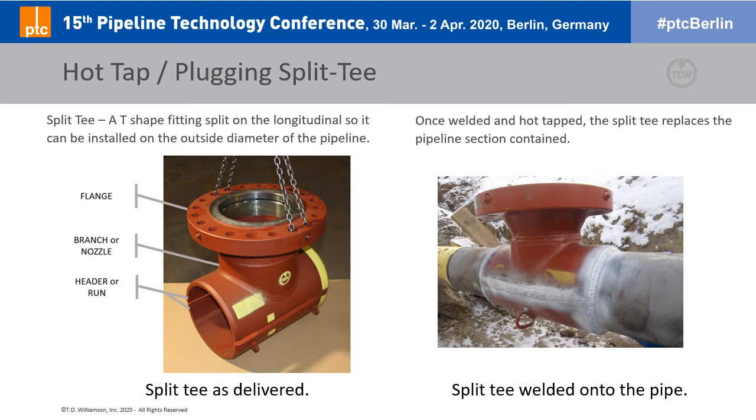On site, the split T is installed onto the pipe and welded, first the longitudinal welds and then the circular welds. Once this is done, it looks like the picture on the right. After hot tap intervention, the welded split T will replace the section of pipeline contained. It is therefore critical that the split T design meets or exceeds the pipeline design condition.